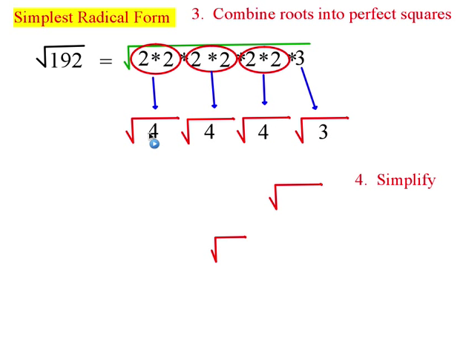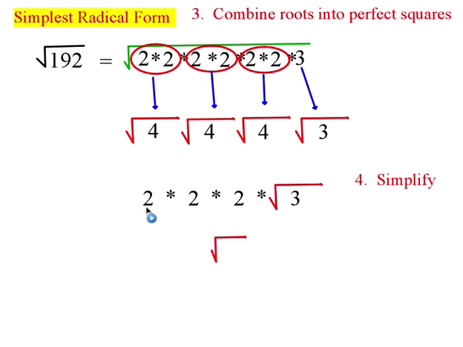I know the square root of 4 is 2. The square root of 4 is 2. The square root of 4 is 2. So I can rewrite this as 2 times 2 times 2, but I still have the square root of 3 left under the radical sign.